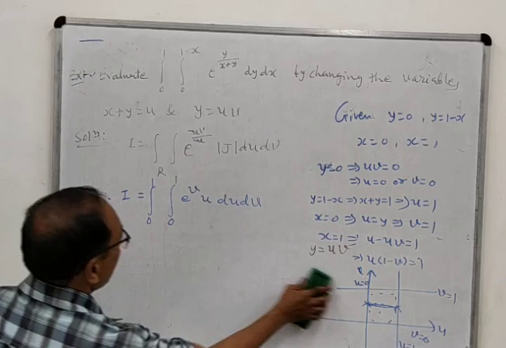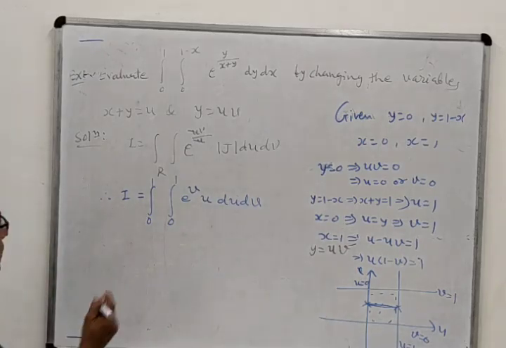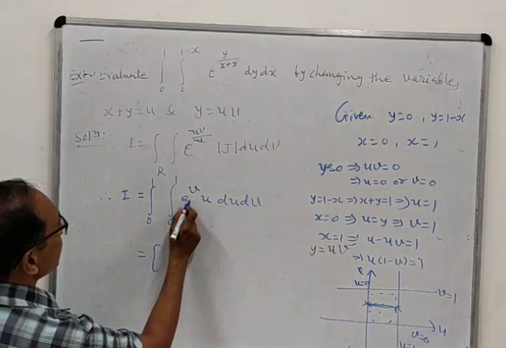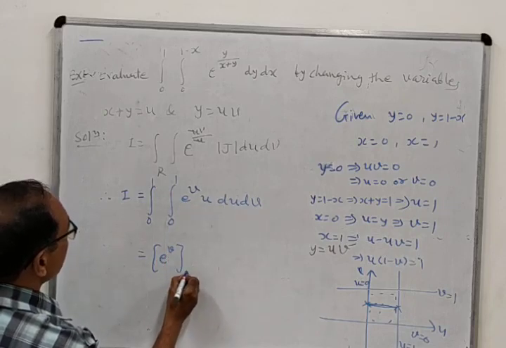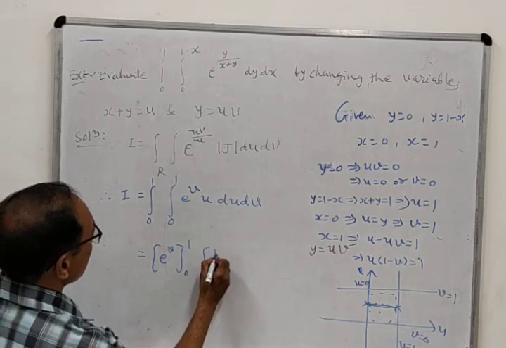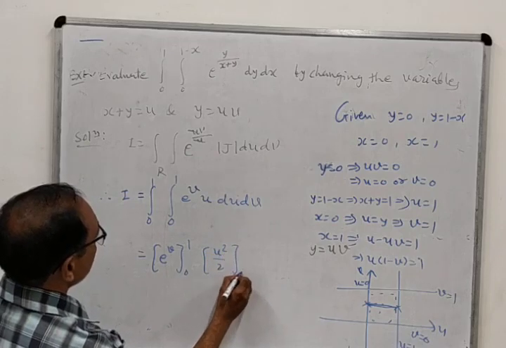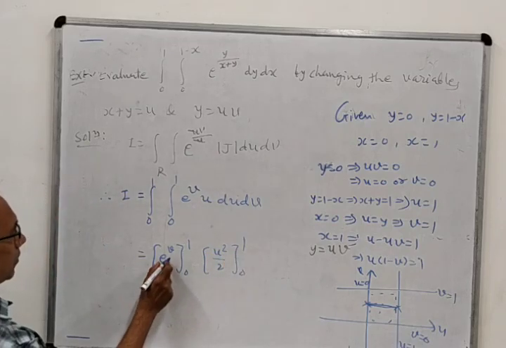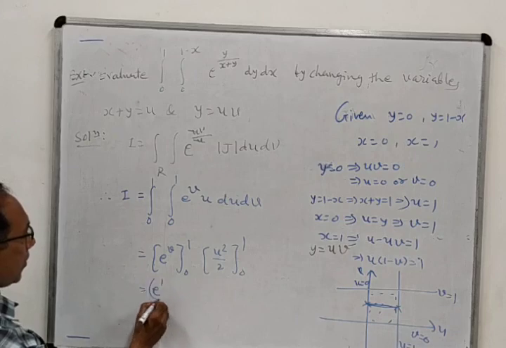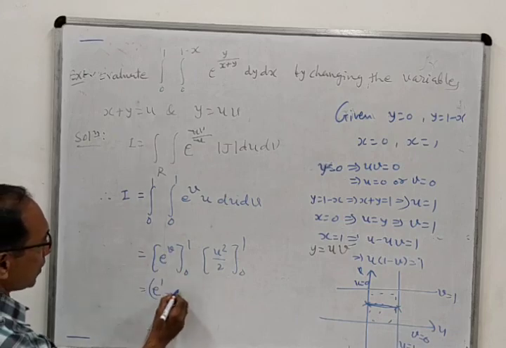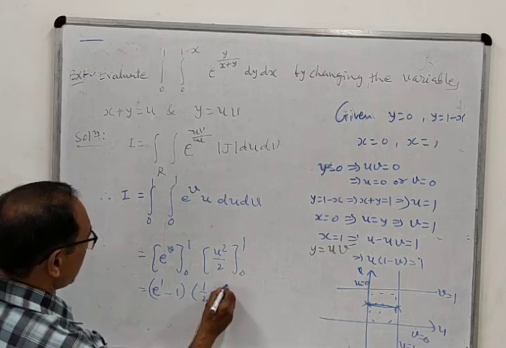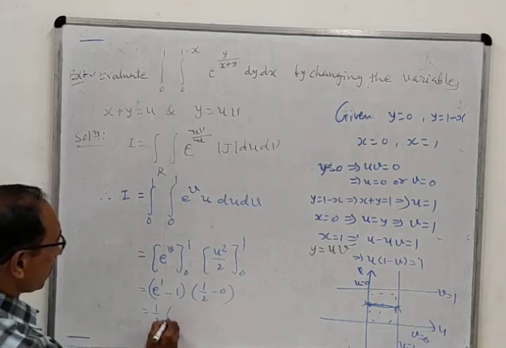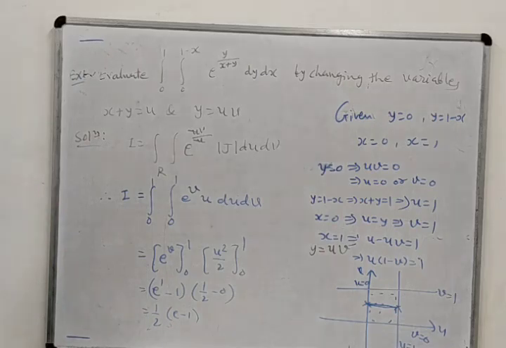And so the integration will become e raised to v and u, both are separated. So e raised to v has the integration e raised to v, with its integral limits, and u has the integration u square by 2, with the limits of integration. So it is e raised to 1 minus e raised to 0, but e raised to 0 is 1. It is 1 by 2 minus 0. So it is nothing but 1 by 2 (e minus 1). So this is the final answer, you can see.